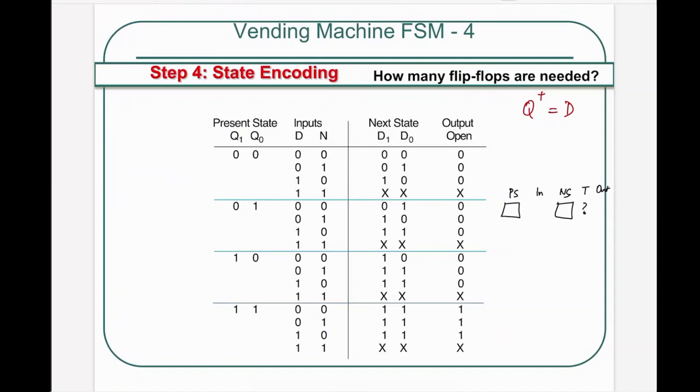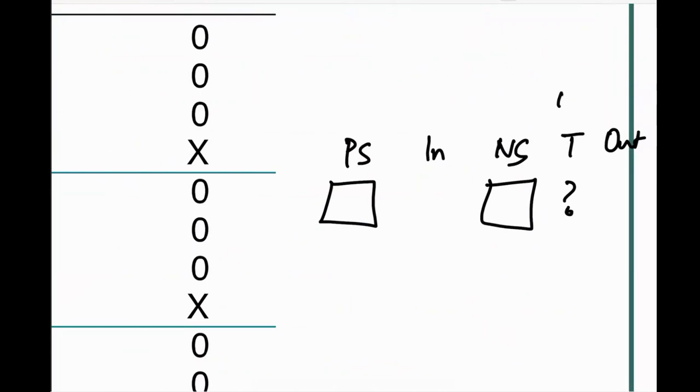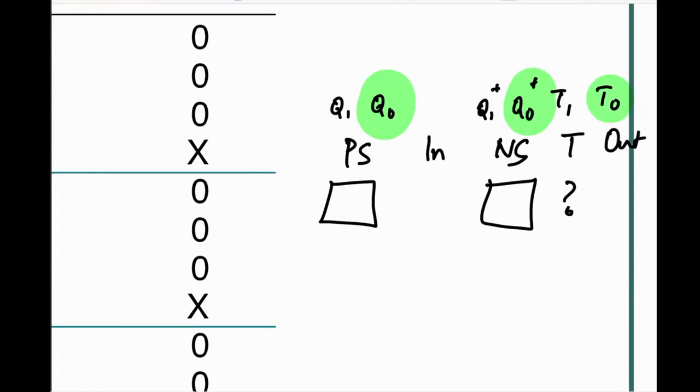So for this, because we have two of them, we need T1 and T0 because there is Q1 plus, Q0 plus and Q1 and Q0, right? So based on these, you would get that. And then based on this, you would get that. So sure, you can do this with JK flip-flops, or you can do it with toggle flip-flops, or you can do it with D flip-flop.